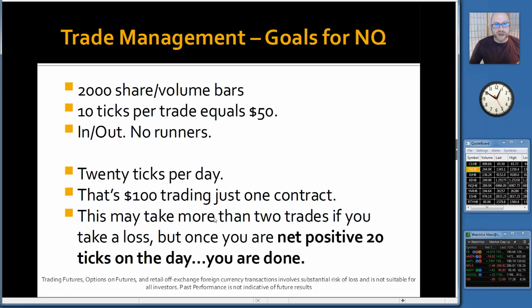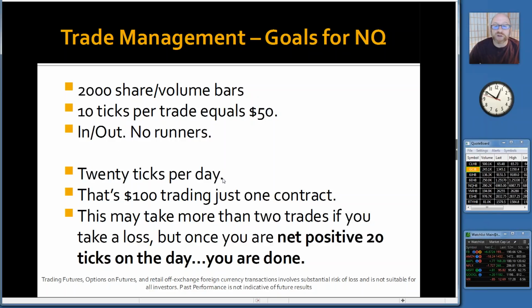All right, trade management, the fun part. So let's say on the NQ, all right, I have my bar setting set for 2,000 shares. All right, 10 ticks per trade is going to equal $50, and I'm looking for an in-out strategy here. That's what S3 is. It's getting in and out, trading the chop. All right, no runners here.